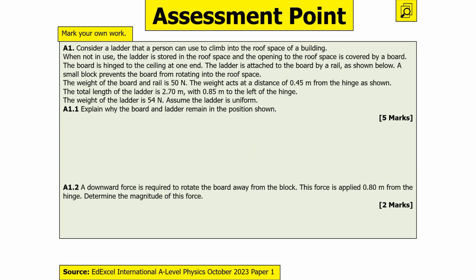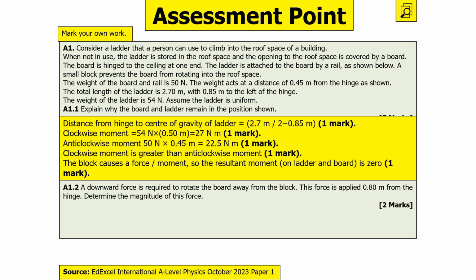In this first one, the idea is that it's going to be in equilibrium ultimately. So if you work out the distance from the hinge to the center of gravity, you can work it through, and therefore you can work out your clockwise moment to be 27 newton meters, because you can do force times distance. Then you can work out your anti-clockwise moment by doing 50 times 0.45 meters to get 22.5 newton meters. From that you can see straight away that the clockwise moment is greater than the anti-clockwise moment. So the block needs to be there to produce another value for your anti-clockwise moment, so that the overall moment is going to be equal. The overall moment is 0 because the clockwise moment is going to equal the anti-clockwise moment.